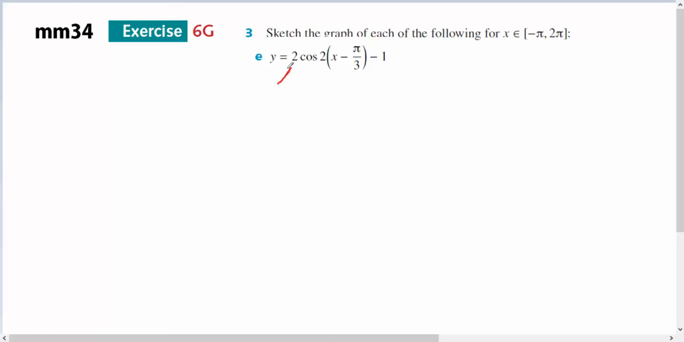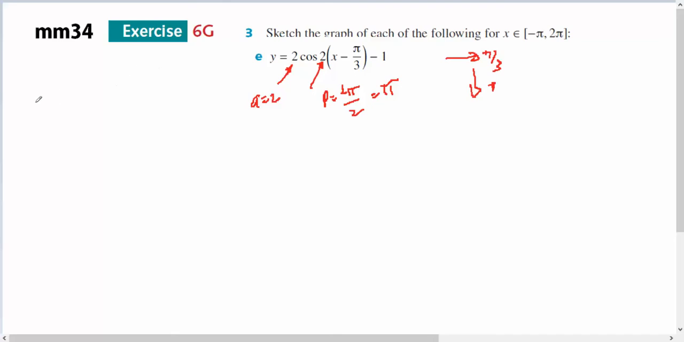Therefore we have a dilation. The amplitude equals 2. The period equals 2 pi on 2, or pi. And we have a translation to the right pi on 3 and down 1.